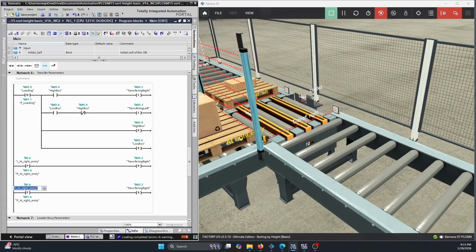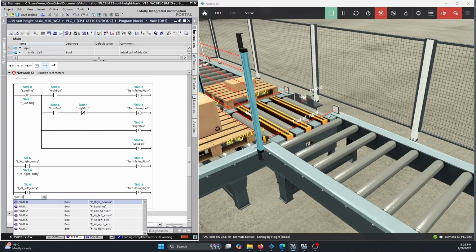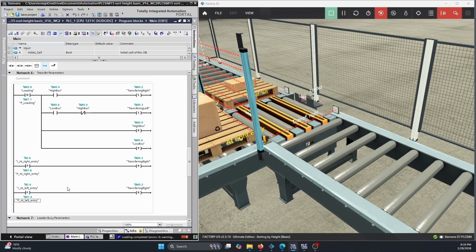Okay. But at this point, we need at left entry. Okay, looks good. And we need a separate memory bit. Looking at my list, that at left entry is %M1.4. Okay, looks good. And that is going to reset transferring left.